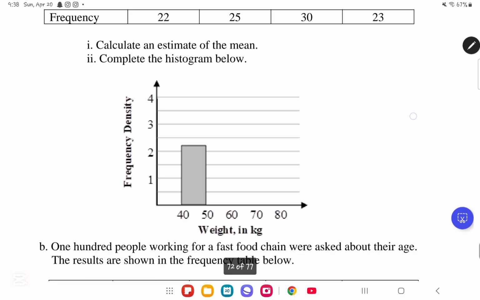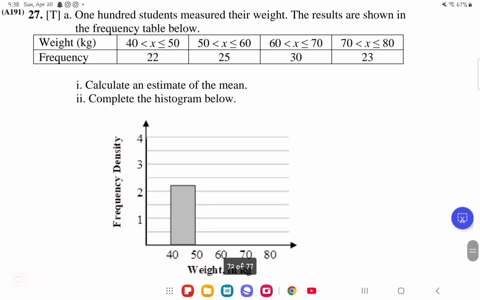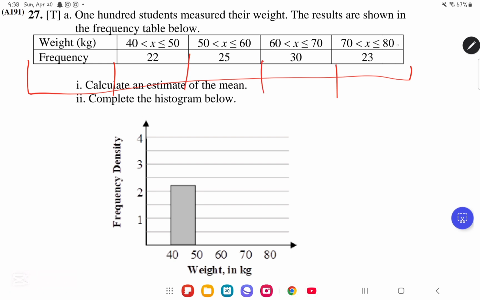They want us to complete the table below. To do this, we need the frequency density. To be able to find the frequency density, you will need to do what? You will need to divide the frequency by the width. The width is very simply the bigger number minus the smaller number. So 50 minus 40, 10. 60 minus 50, 10, and etc. So this is the frequency density.